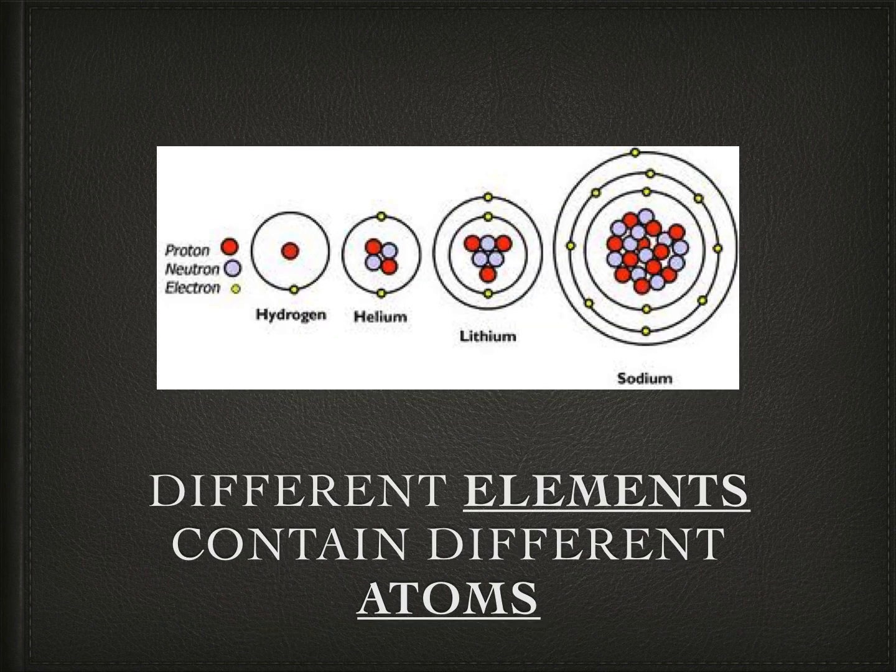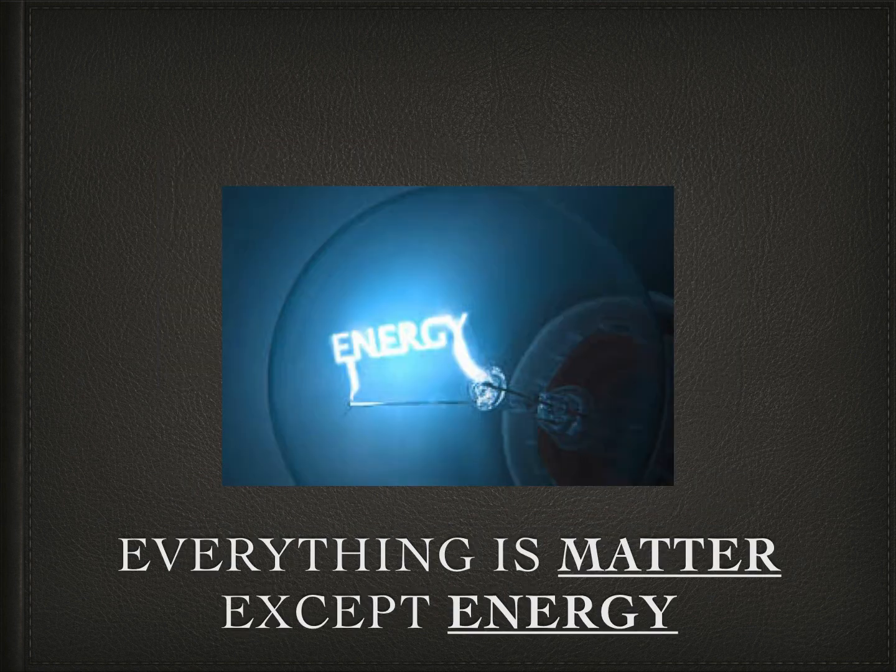Different elements contain different atoms, meaning I have a picture here of hydrogen, helium, lithium, and sodium, all different elements. And you can see how they're all slightly different from each other. So everything on the periodic table has a different atom that makes it. Remember, there's only about 100 different atoms that make up the world. And then everything is matter except for energy. Keep that in mind. Energy is the next unit that we do in the second track-in, but matter is everything except when it comes to energy, and we saw that in our thinking probe today.